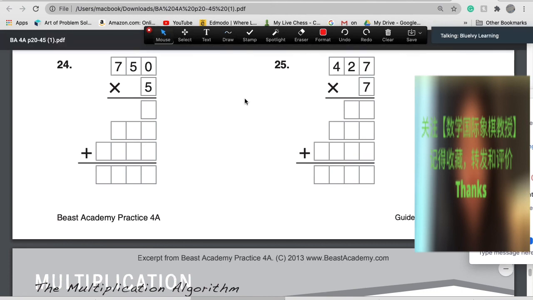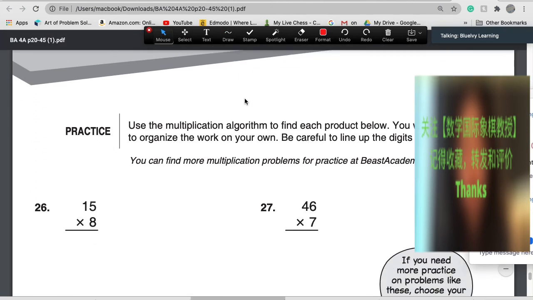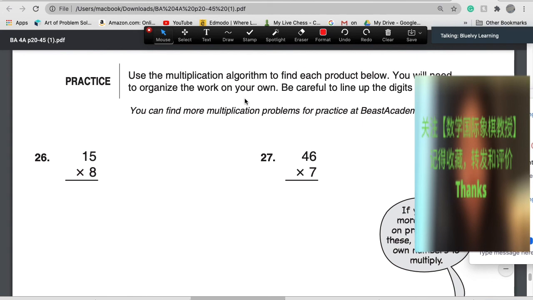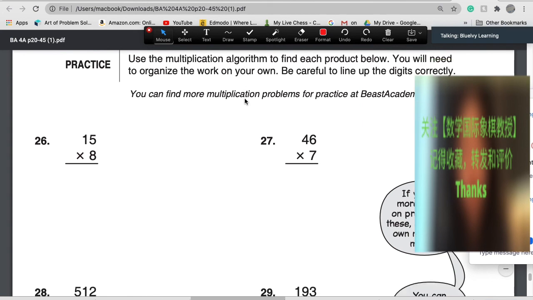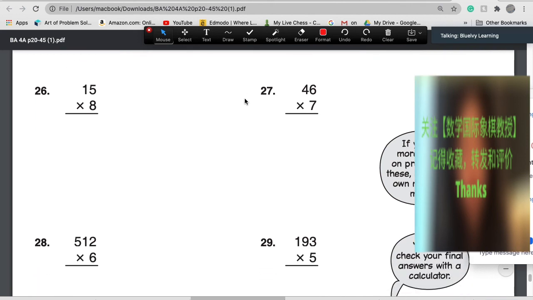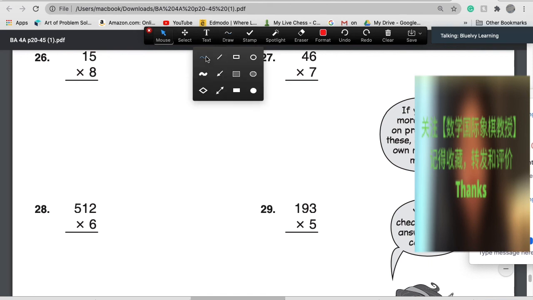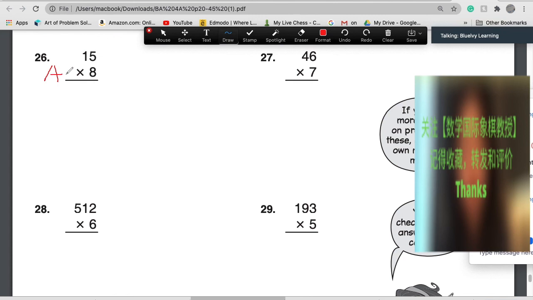Now let's go to next page. This page, they ask you use a multiplication algorithm to find each product below. You will need to organize the work on your own. Be careful to line up the digits carefully. Okay, now let's move this one a little bit up. Now let's give this one to Audrey, this one to Olivia, this one to Kimberly, this one to Samuel. Then Winston, you check everybody's work if they did it right.